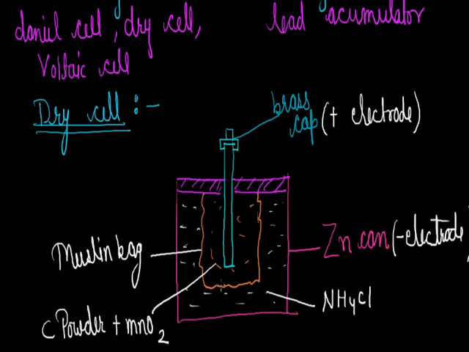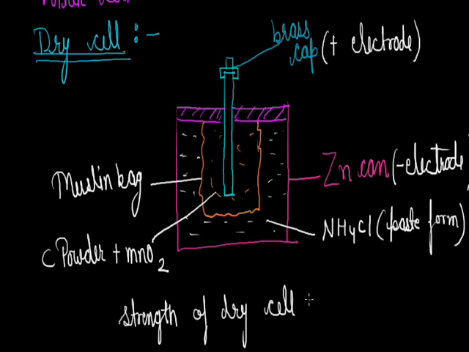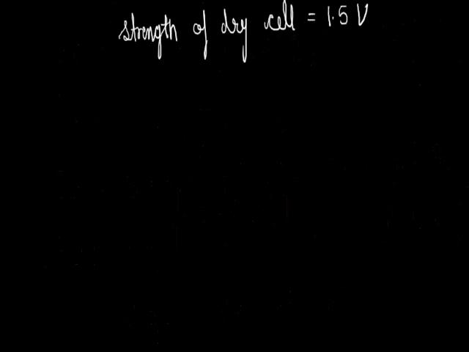When the dry cell is connected to the circuit, the current flows from the positive terminal to the negative terminal. In the external circuit, electrons flow from the negative to the positive terminal. In this cell, the electrolyte is NH4Cl and it is in paste form. That's why this cell is known as a dry cell, and the strength of a fresh dry cell is 1.5 volt.